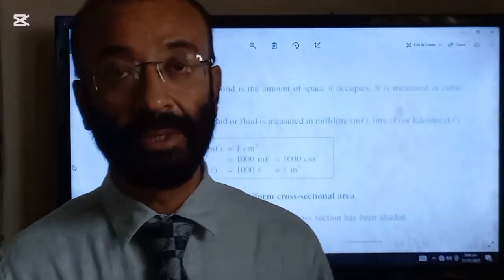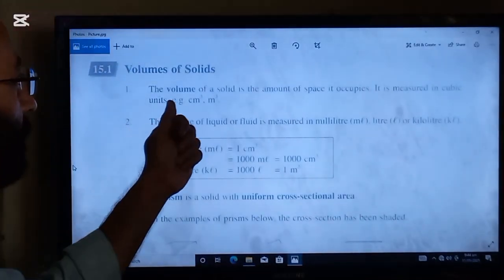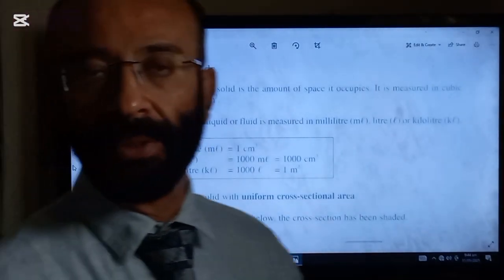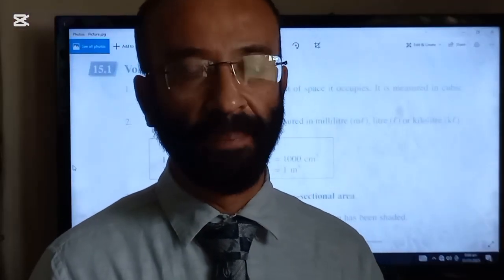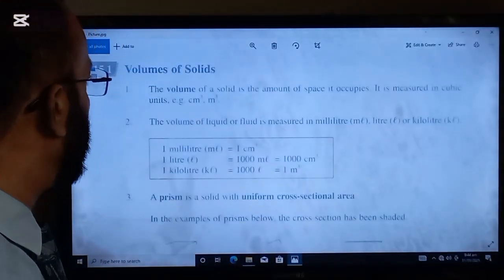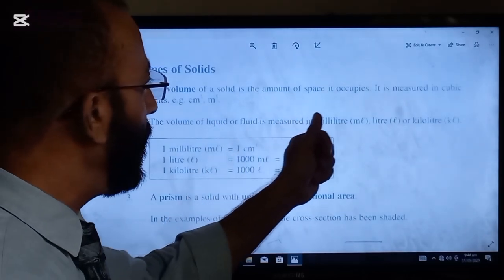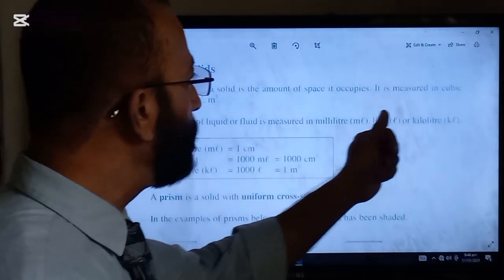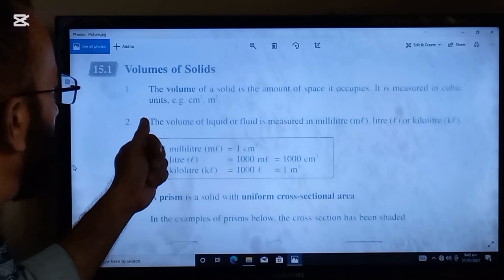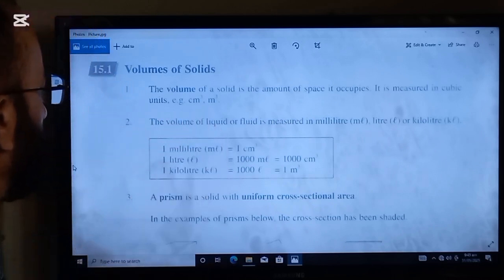Good morning, students. Today's topic in mathematics is the volumes of the solids. So the points and concepts to remember are: number one, the volume of a solid is the amount of space it occupies. It is measured in cubic units, for example, centimeter cube, meter cube.